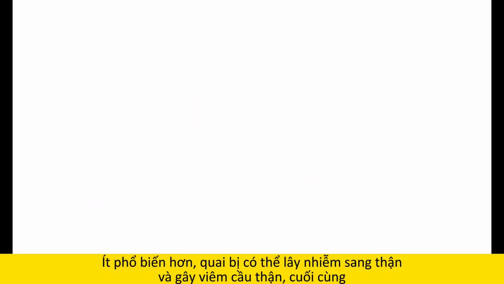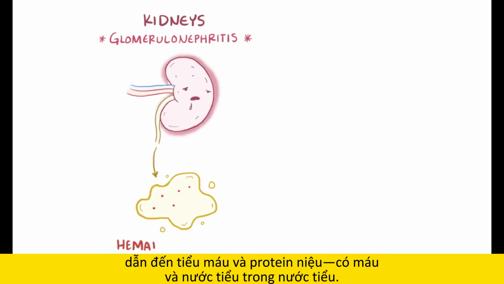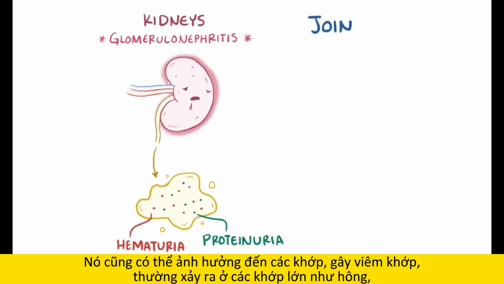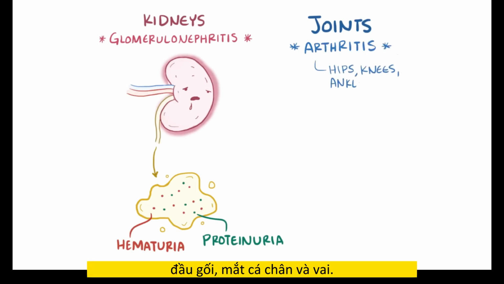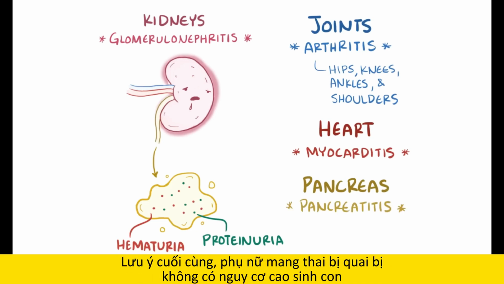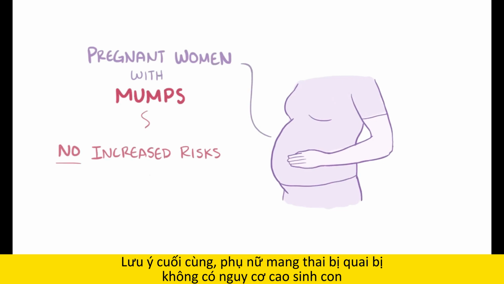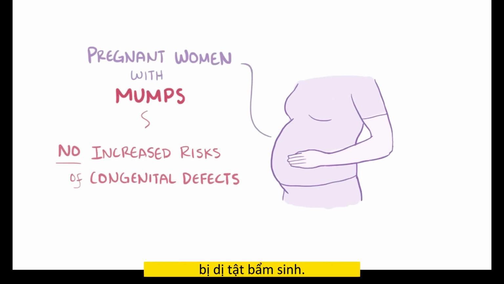Less commonly, mumps can infect the kidneys and cause glomerulonephritis, which eventually leads to hematuria and proteinuria, blood and protein in the urine. It can also affect the joints, causing arthritis, usually in the large joints like the hips, the knees, the ankles, and the shoulders. And it can affect the heart, causing myocarditis, as well as the pancreas, causing pancreatitis. As a final note, pregnant women with mumps are not at an increased risk of having a baby with congenital defects.